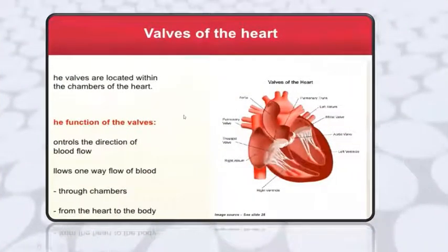So let's see what the functions of these valves are. These valves help to control the direction of the blood flow. They allow one-way flow of blood through the chambers and from the heart to the body. So those are the functions of the valves: one is to control the direction of the blood flow, and another is that it allows only one-way flow of blood.